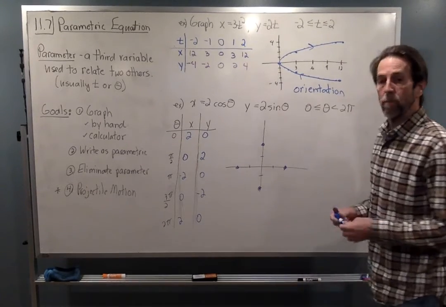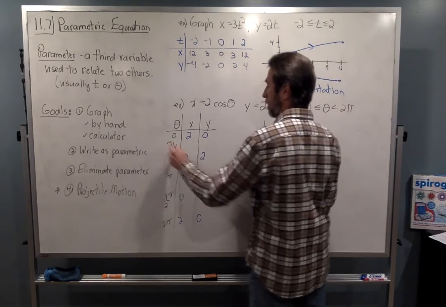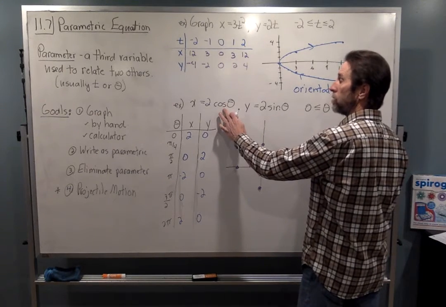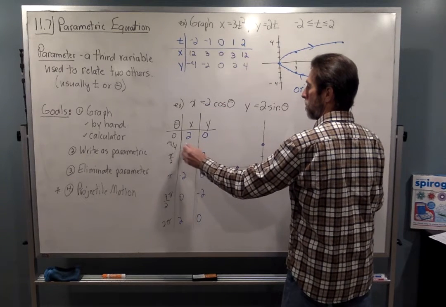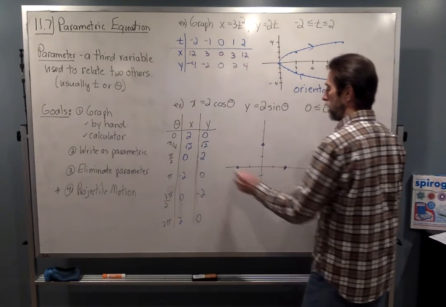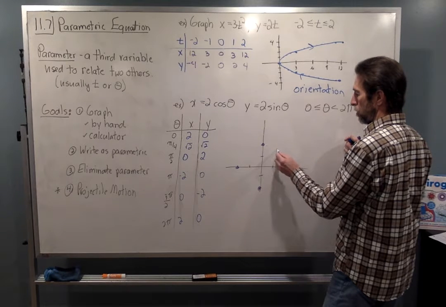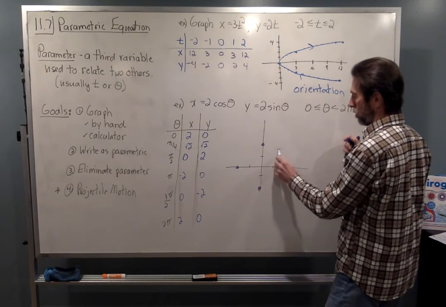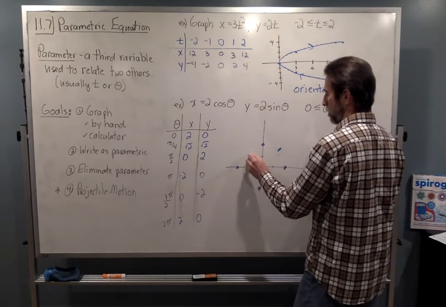So I could go back and put some other nice numbers in. Pi over 4 would be interesting. If I let this be pi over 4, cosine of pi over 4 is radical 2 over 2, times 2 is just going to be radical 2. Same thing here. So you get radical 2, which is about 1.4. So somewhere right in here. Let's go a little further. 1.4, 1.4, right in here. And the same thing is going to be true for some of these. So we're going to get some of these other points.